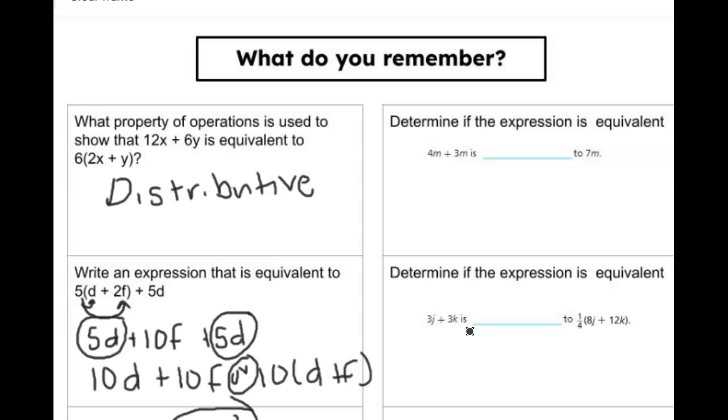Determining if this expression is equivalent. Both of these have m's on them, so I can add them together. 4m plus 3m is 7m, so it is equivalent. This one down here, I can see that I have a 3. I'm going to take my 1/4 and go this way. So I have 1/4 times 8.